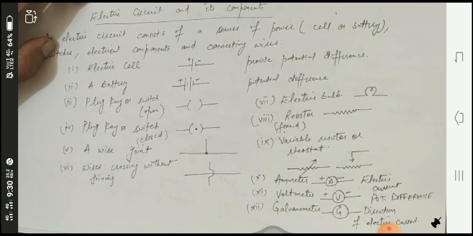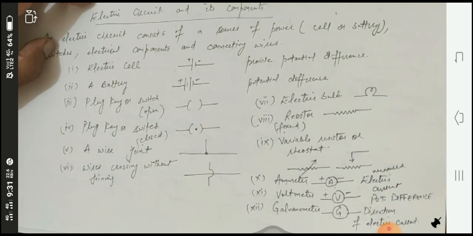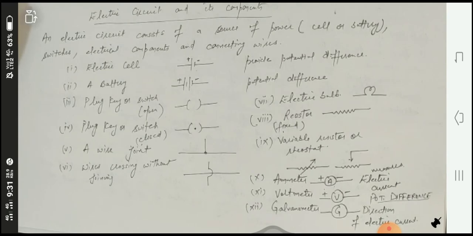Next is ammeter. Ammeter is the device which measures electric current. Next is voltmeter, denoted by symbol V, which measures potential difference or the voltage. Last one is galvanometer. Galvanometer gives the direction of electric current, or it is used to find the presence of electric current in the circuit, right? So these are some circuit symbols with their description. So one of the most important parts of this chapter, that is electric circuit and its components.